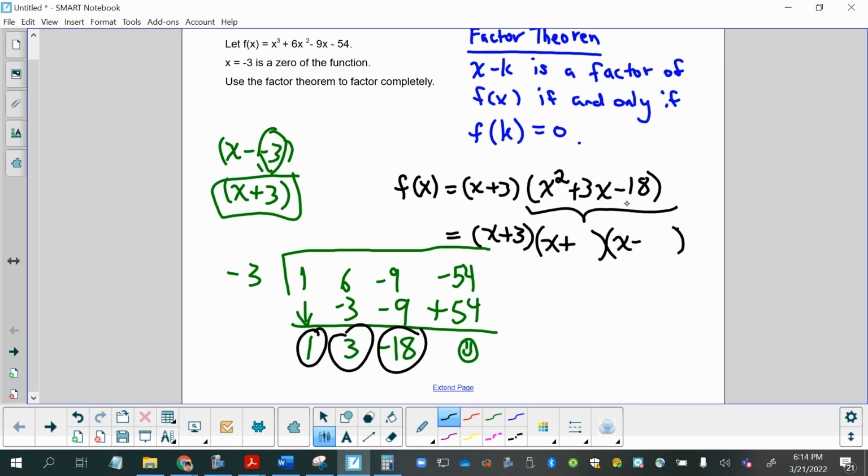And let's see, 3 times 6 has a difference of 3. So I'm going to do 3 times 6, but I'm going to give the larger number the positive because my middle term is positive. And so now I have factored the original polynomial completely. And to check if this is correct, you can just multiply everything back together and make sure that it gives you back the original.